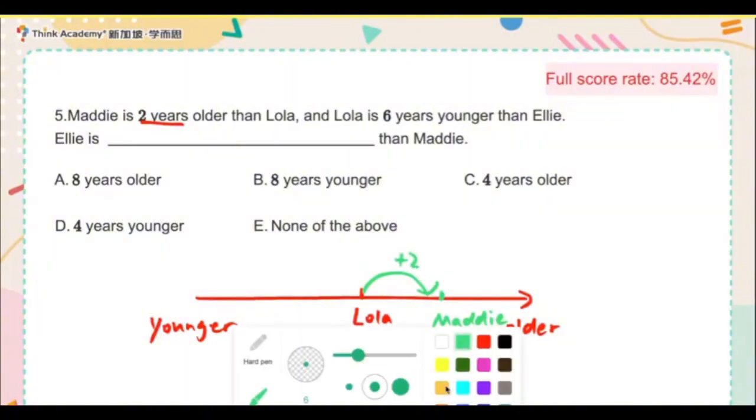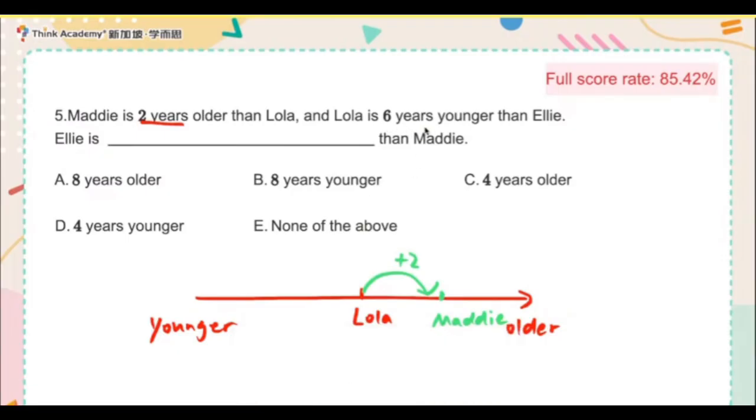And we also know that Lola is 6 years younger than Ellie. Okay, so we can see Ellie should be older. So Ellie should be on the left side or right side of Lola? Okay, right side, right? So we can see here, it should be this one. So this one is Ellie. Then we can see the difference between them is 6 years. So Ellie is even older than Maddie, right? So this time, Ellie is how many years older than Maddie?